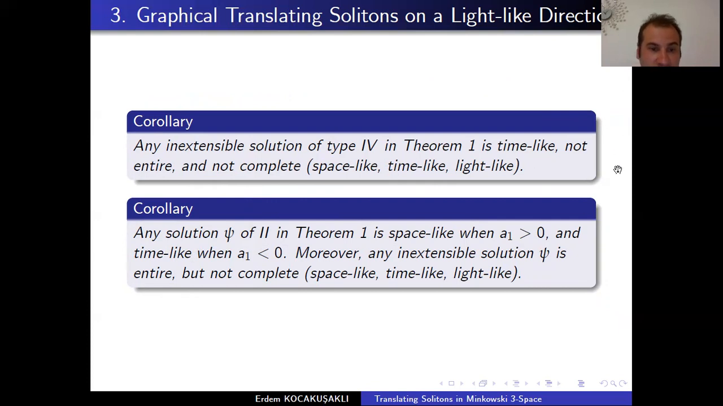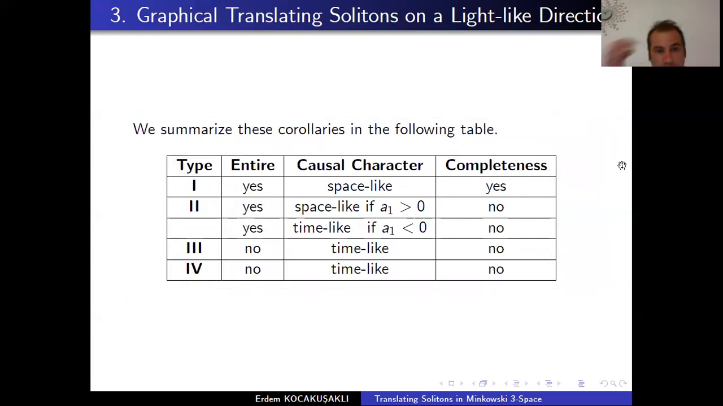Our solutions of type 2 are space-like when E1 is bigger than 0 and time-like when E1 is less than 0. Moreover, any inextensible solution is entire but not complete. Now we summarize these corollaries in the following table.